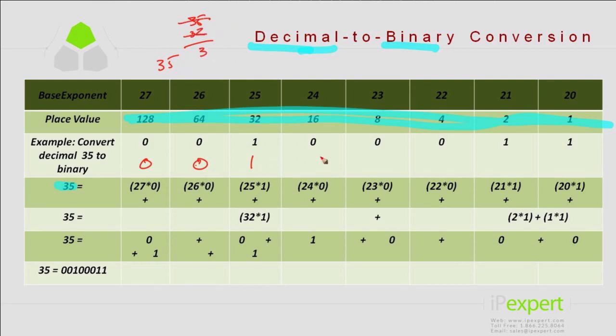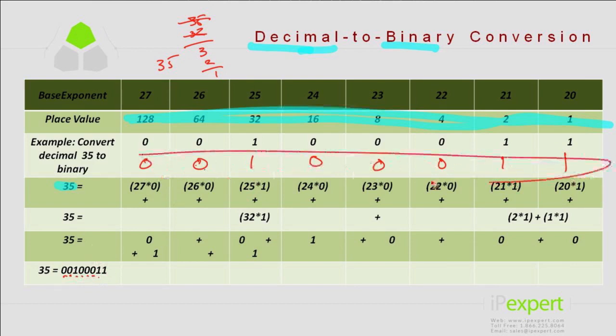So can I subtract 16 from that value? No. Can I subtract 8? No. Can I subtract 4? No. Can I subtract 2? Yes. 3 minus 2 leaves me 1. Can I subtract 1 from that value? Yes. So this number right here is the graphical representation of 35. It should be 0, 0, 1, 0, 0, 0, 1, 1. So it's 0, 0, 1, three zeros, 1, 1. So that's going to be 35.